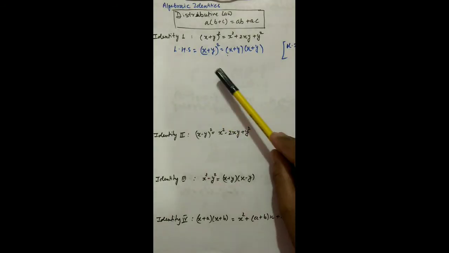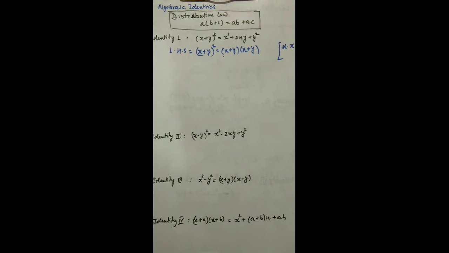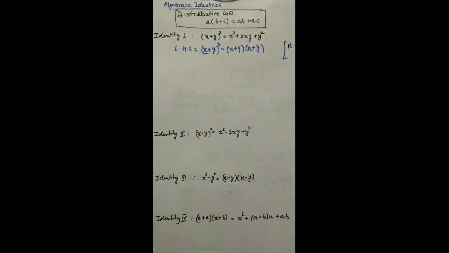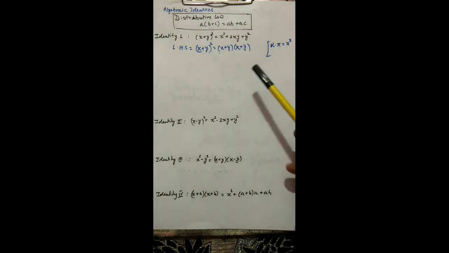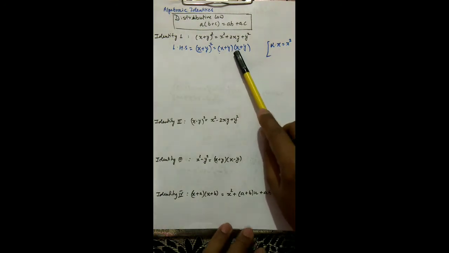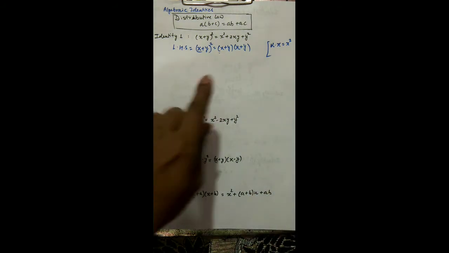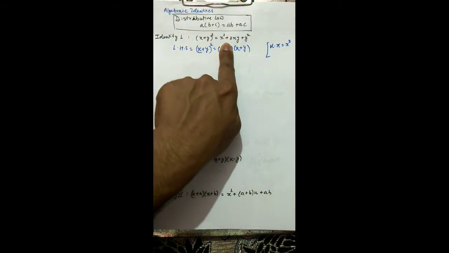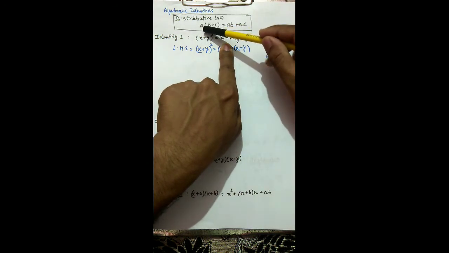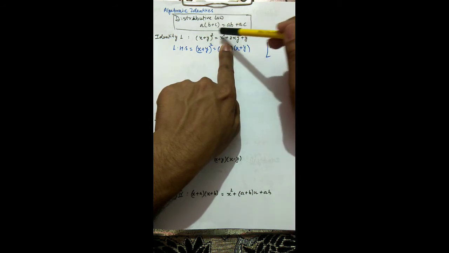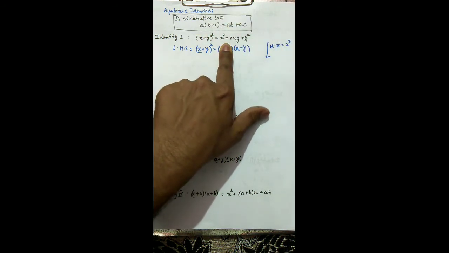We can see that (x + y) whole square can be written as (x + y) into (x + y). Now we'll see, (x + y) we have written twice, (x + y) into (x + y). So now I'm using the distributive law. For the time being, consider this first bracket (x + y) as a, treat this x as b, and this y as c. So according to this distributive law, you can open this.